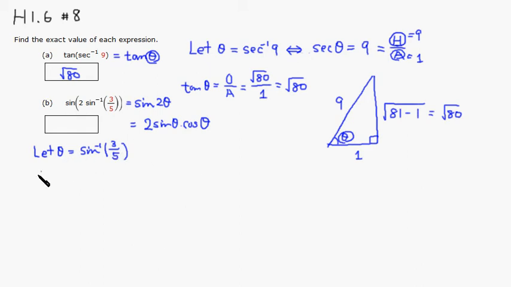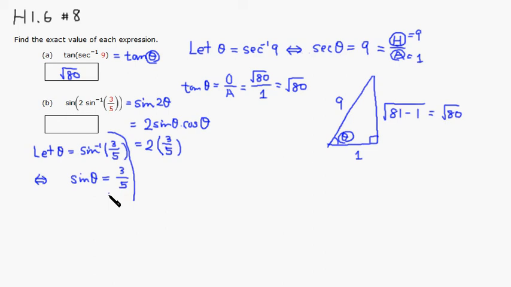First we're going to rewrite this using just a regular sine. So sine of theta is equal to 3 over 5. This is 2 times, and sine of theta we already know is 3 over 5. Then cosine of theta, we can find out by looking at a triangle.